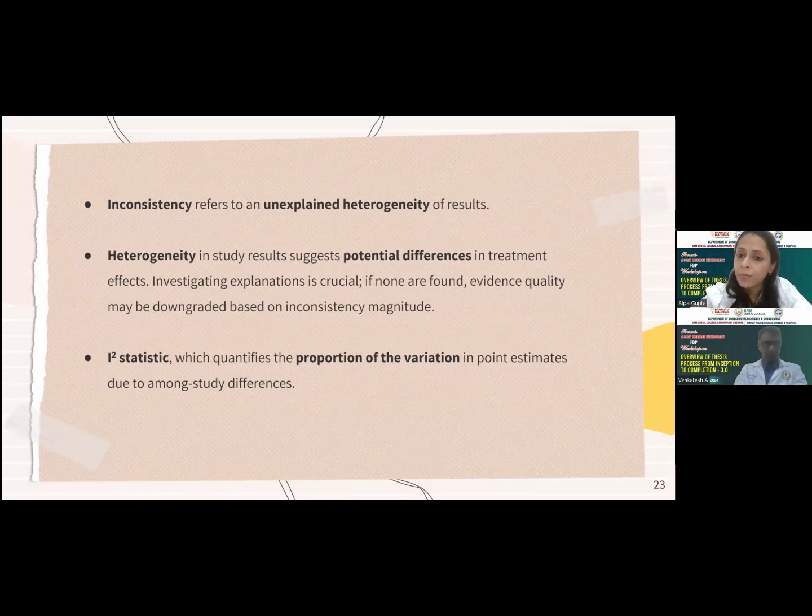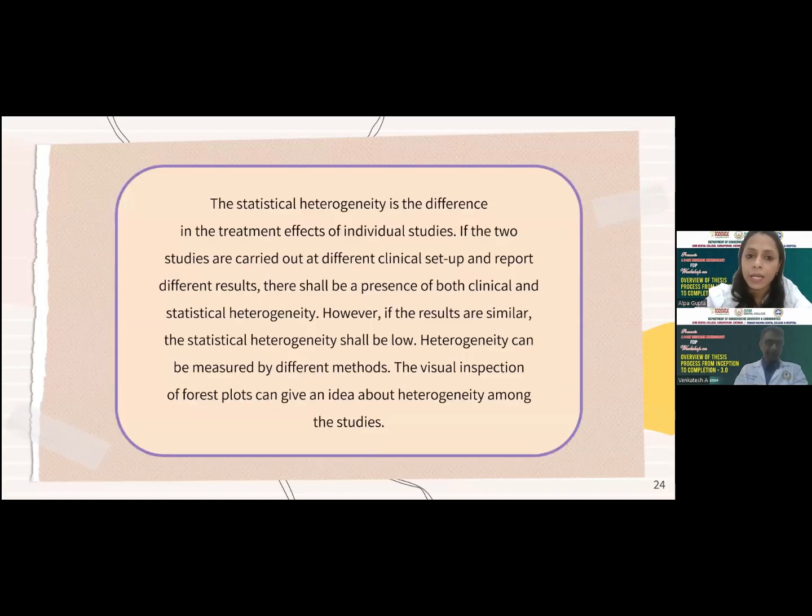Clinical heterogeneity basically means what are the potential sources of differences in the population, in the intervention, in your outcome measurements, in your results. So when we are talking about clinical heterogeneity, it means what is the difference in your clinical setup while conducting the study in the population, intervention or outcome measures. And the term statistical heterogeneity means what is the difference in your results, what is the difference in your effect size across the different studies.